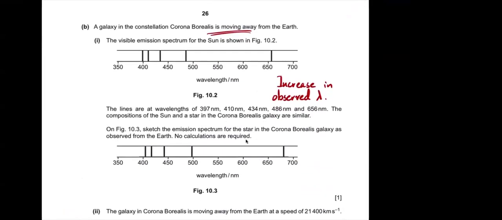Part B, a galaxy in this constellation is moving away. The visible emission spectrum is shown right here, and you are told the lines are at these wavelengths. The compositions of the sun and star are similar. What does this mean? This basically means that they emit the same wavelengths. But if this galaxy is moving away, all that light would be red shifted, right? So I took a screenshot of exactly what this was, and I placed it at a slightly greater distance because the wavelength would now be greater.